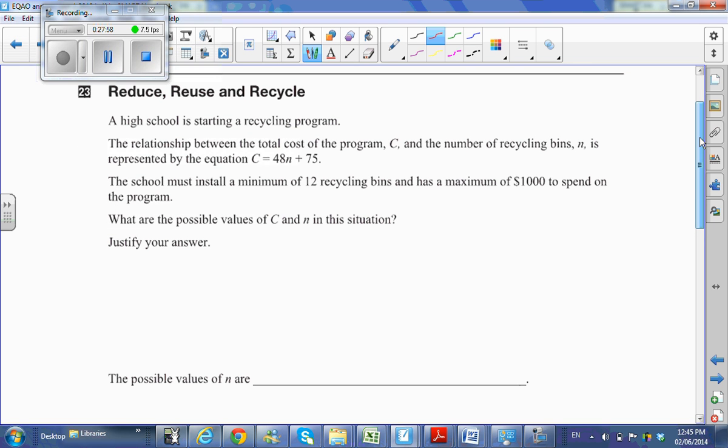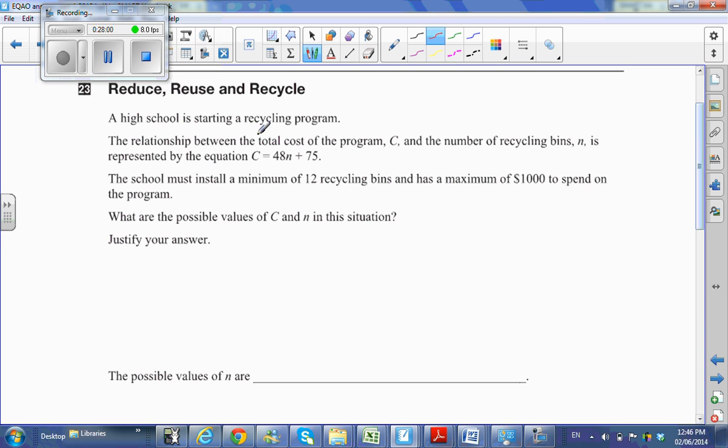A high school program is starting a recycling program. They gave us the equation, the cost equals 48N plus 75. So you might start to realize, what does the 75 actually represent in this case? It's kind of like my y equals mx plus b. So we can make that connection. The b is the initial amount. So maybe that was the cost to get the paperwork in place or apply for the program, where the 48 is the rate of change. So that's going to be like the cost per bin.